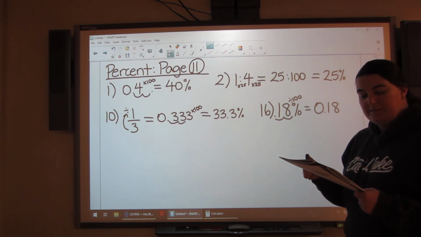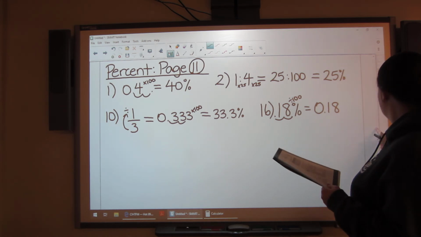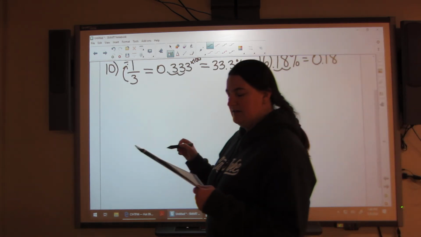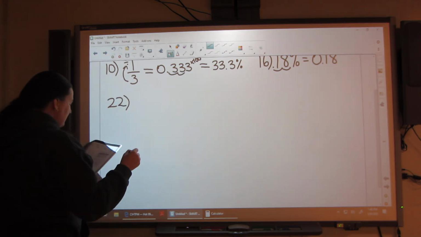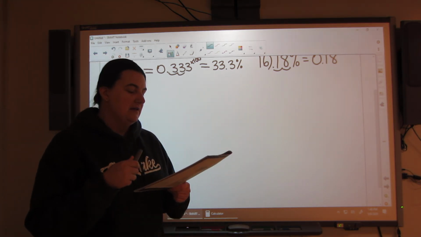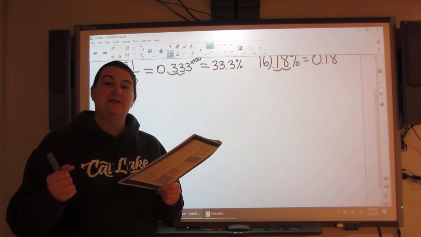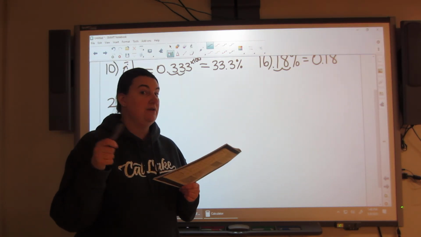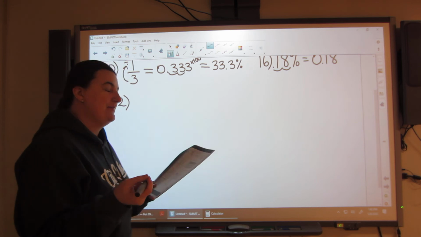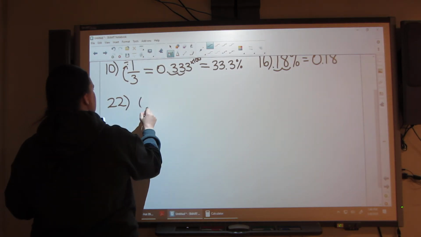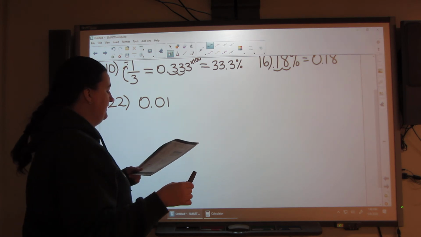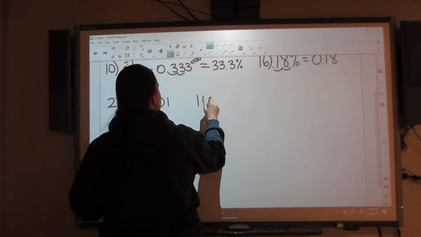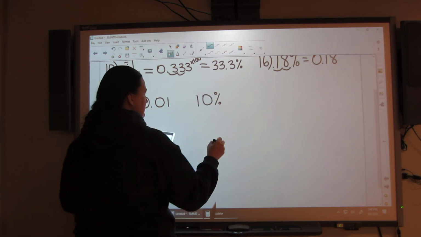And let's take a look at number 22. Number 22, this is where you're going to compare them. So what you need to do is make sure they're the same unit, and then you can make a comparison. So take a look at number 22. I have 0.01, and I'm comparing it to 10%.